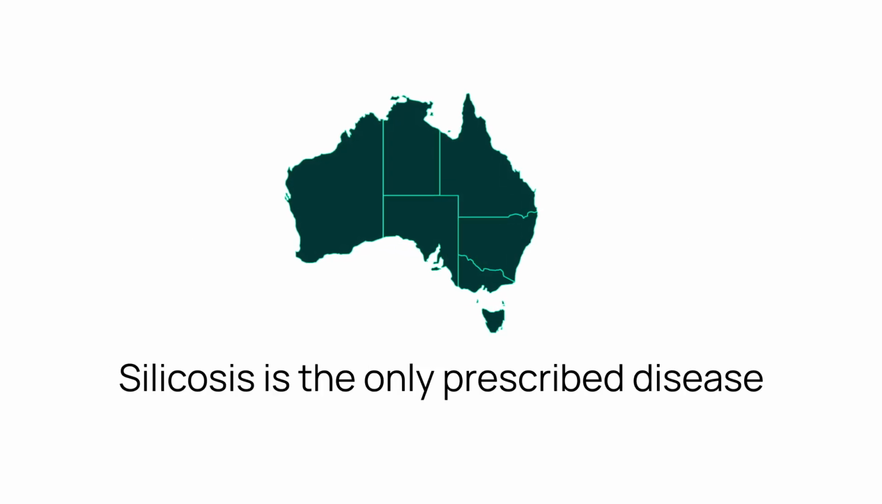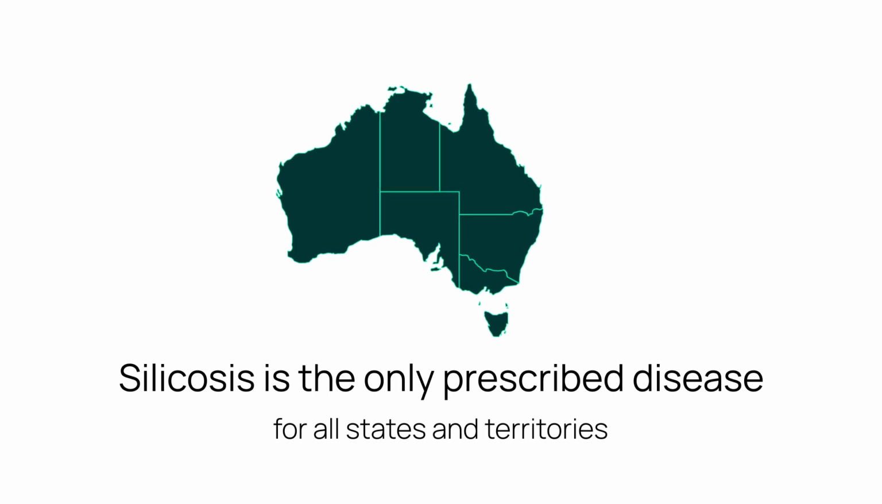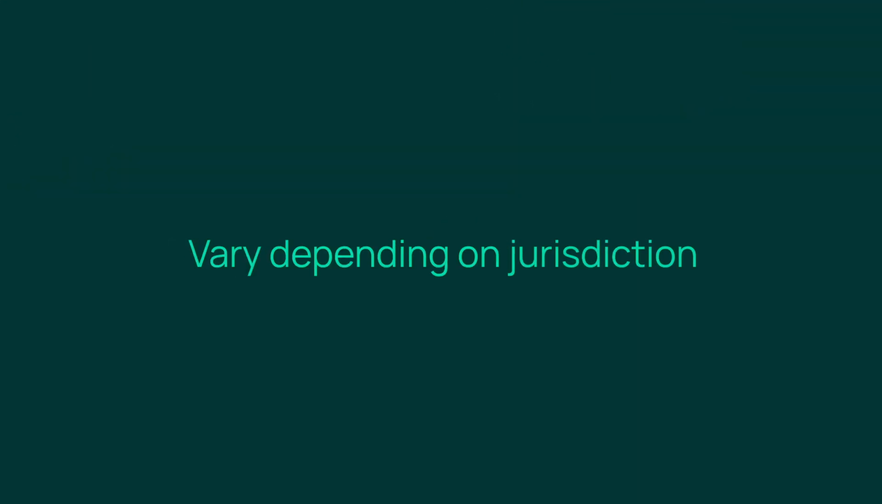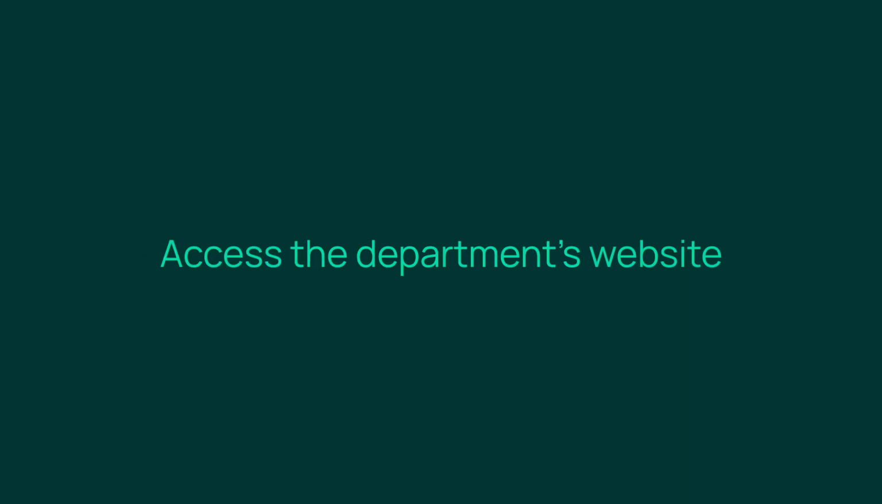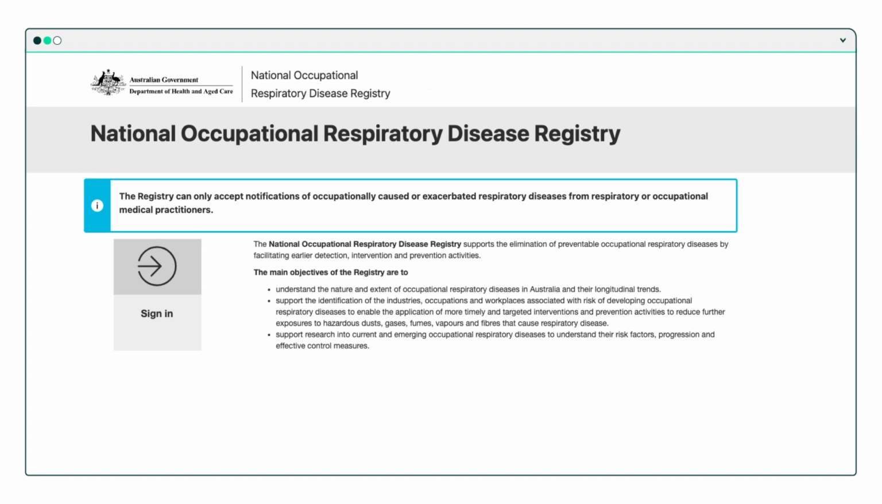Silicosis is the only prescribed disease for all states and territories. Additional diseases that require notification vary depending on which jurisdiction you practice in. Access the department's website to confirm your notifying obligations. If you've made a diagnosis of silicosis for your patient, Alex Smith, you'll need to make a notification.